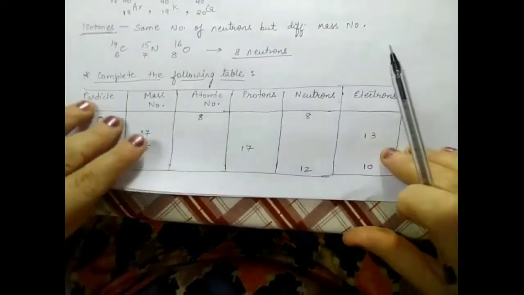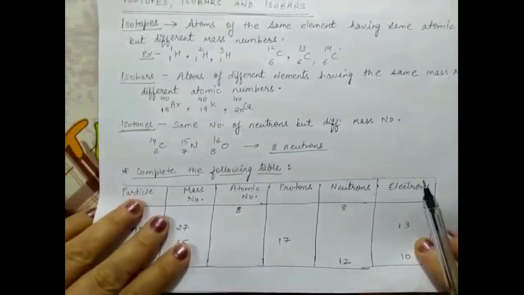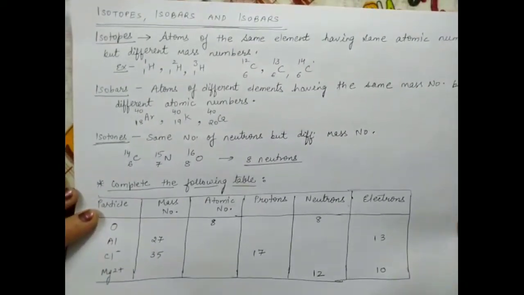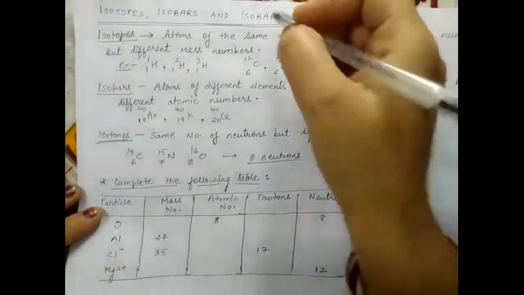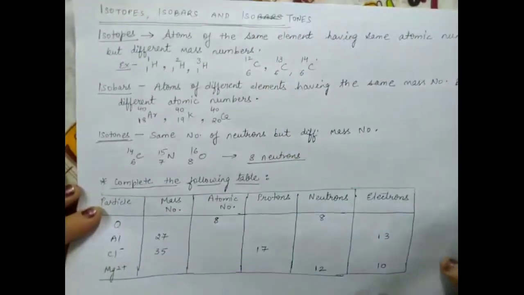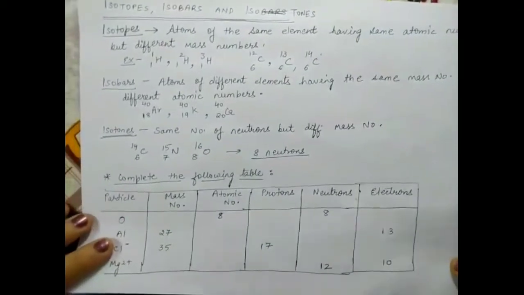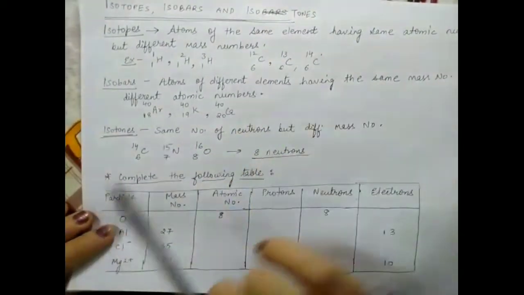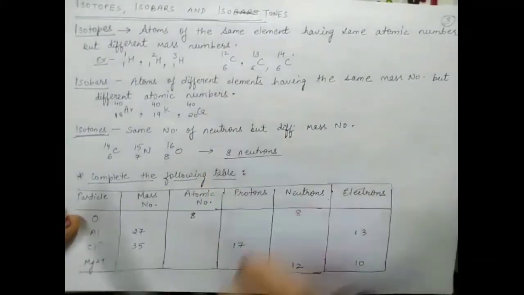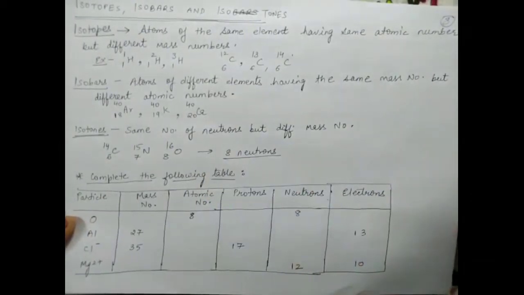Now next is the concept of isotopes, isobars and isotones. First we'll discuss what are isotopes. Isotopes are those atoms belonging to the same element which have same atomic number but different mass number. These things you know, we are just revising them.